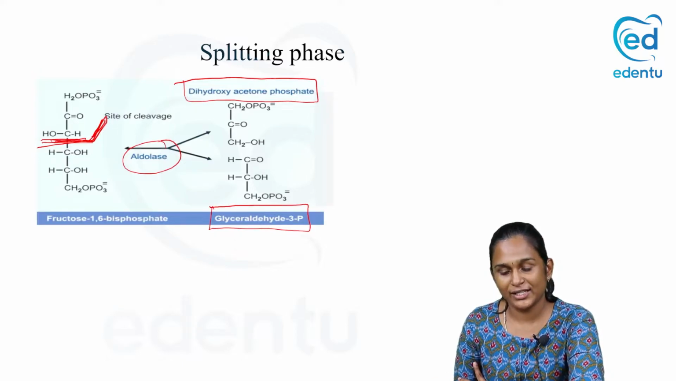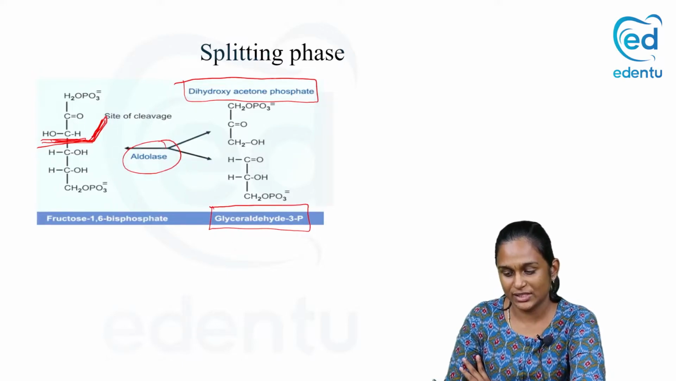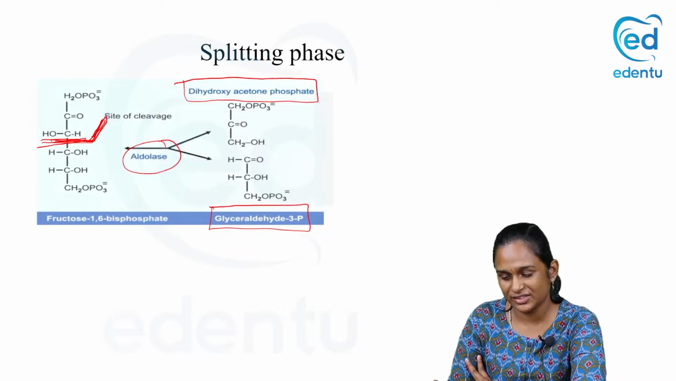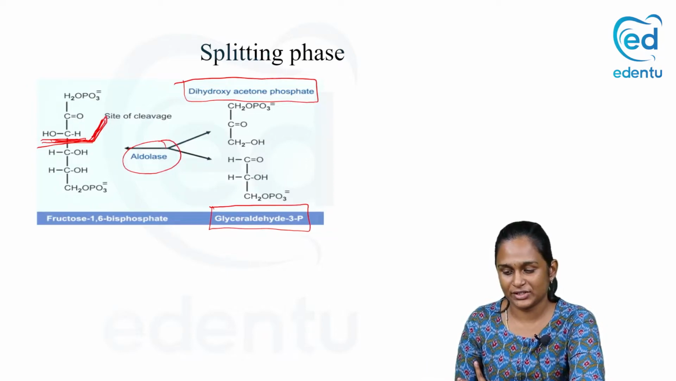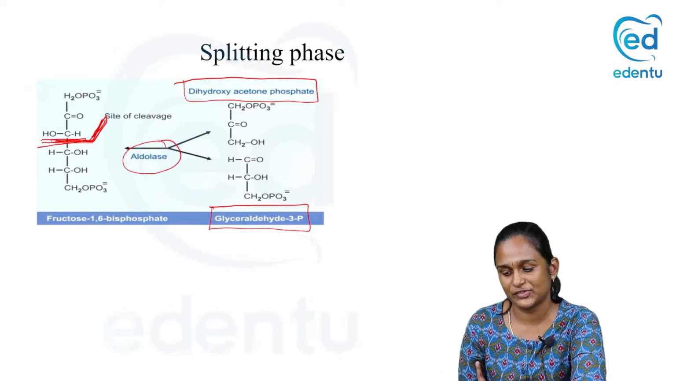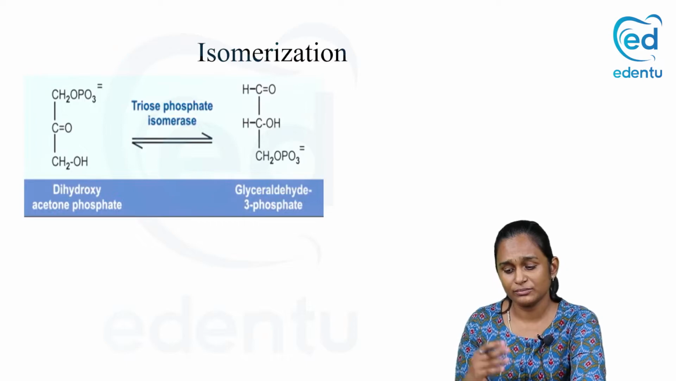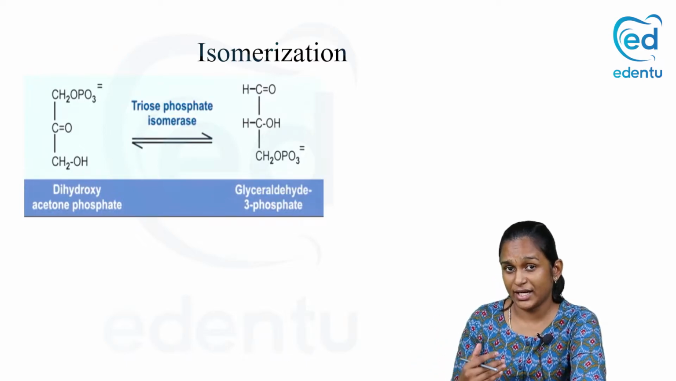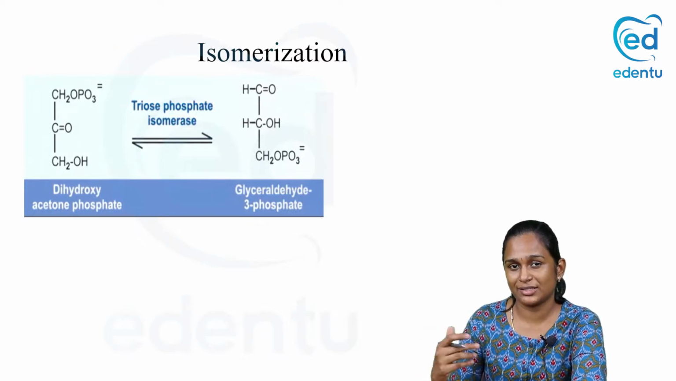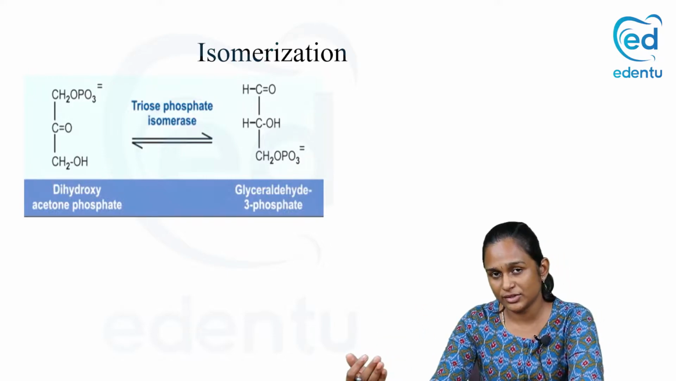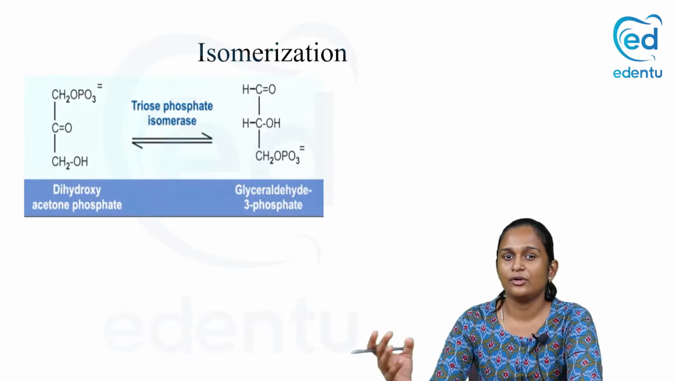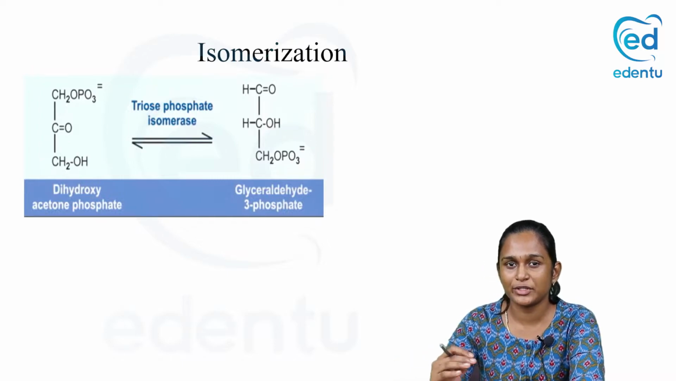Glyceraldehyde is a triose aldose. Dihydroxyacetone is a triose ketose, right? So we have split fructose 1,6-bisphosphate into glyceraldehyde 3-phosphate and dihydroxyacetone phosphate. Next, again, the step is isomerization. Glyceraldehyde is an aldehyde, an aldose; dihydroxyacetone is a ketose. So ketose is getting converted to aldose here.